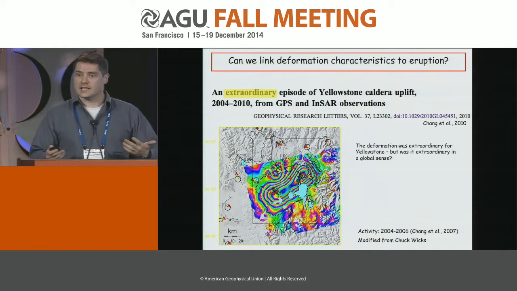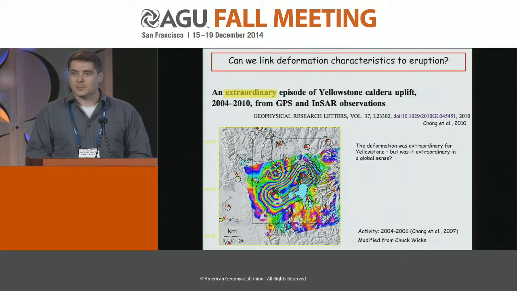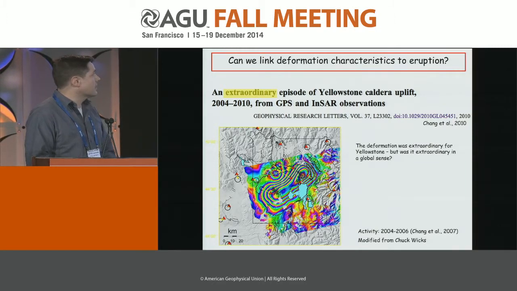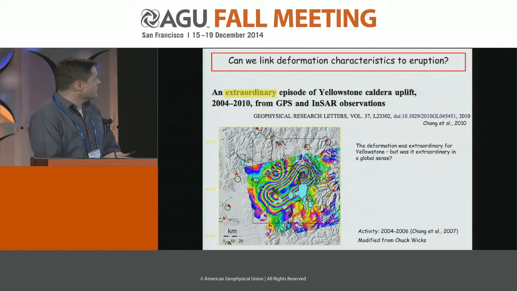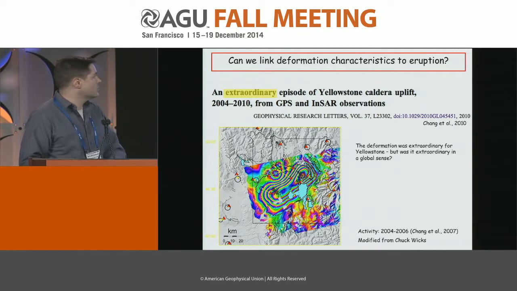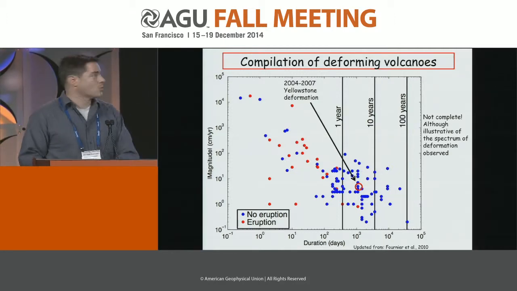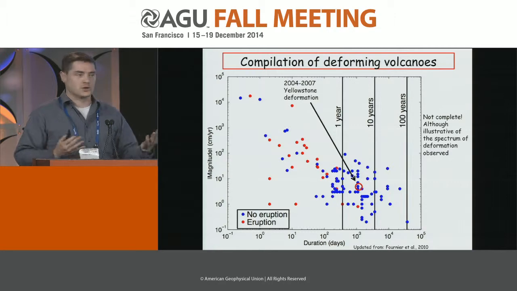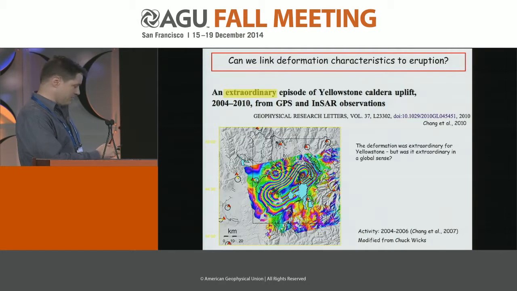Let me give you one example of this sort of concern. There was an extraordinary episode of uplift that occurred recently at Yellowstone. You can see the word extraordinary appears in the title. And the question is, was there an eruptive threat from this? One way of looking at this is to compile a list of similar deformation events around the world and whether they resulted in eruption or not. I'm plotting that here.